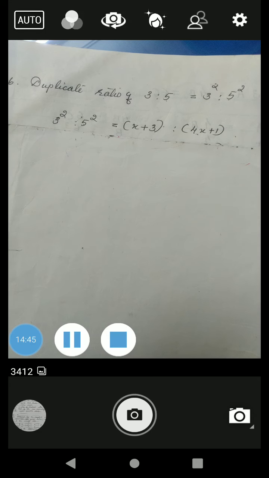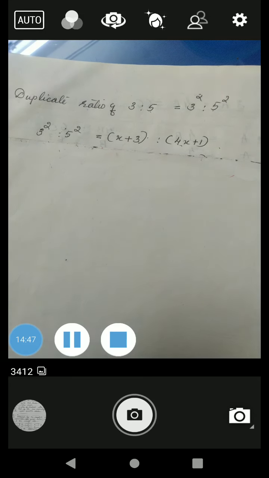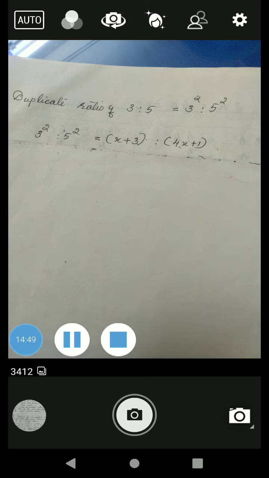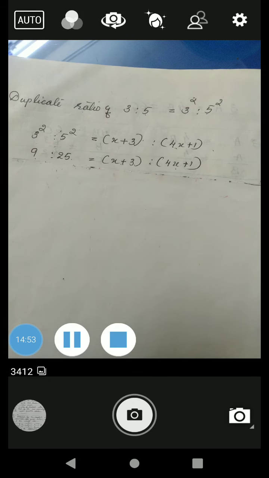Now, question number 26. If x plus 3 is to 4x plus 1 is the duplicate ratio of 3 is to 5, find the value of x. So, we can write duplicate ratio of 3 is to 5 is 3 square is to 5 square. And we can write 3 square is to 5 square is equal to x plus 3 is to 4x plus 1. That is given.